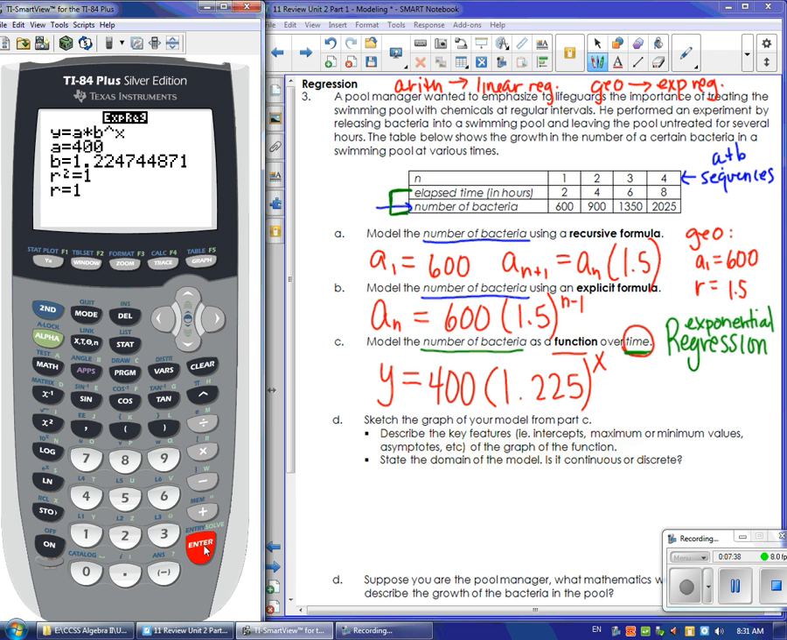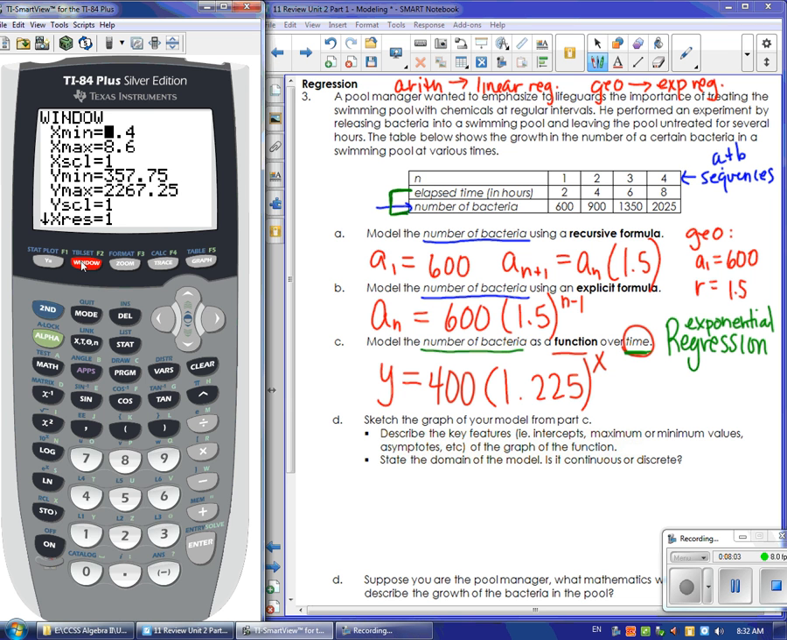Letter D says to sketch the graph of your model from part C. So if I go to my graph now, I can see that equation. It says to describe the key features, including intercepts, maximum and minimum values, asymptotes, whatever. It also says to state the domain of the function and is it continuous or discrete. So in this case, I'm only seeing a short part of my graph. I'm going to actually want to rescale it so I can see the origin.